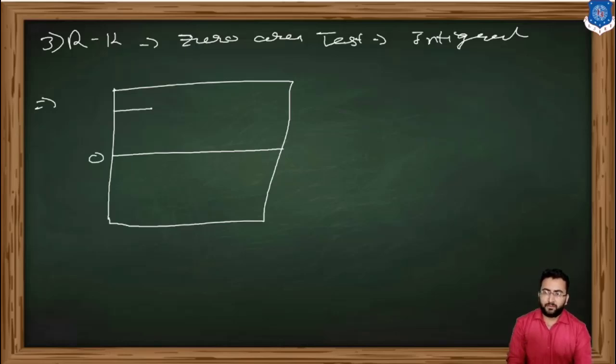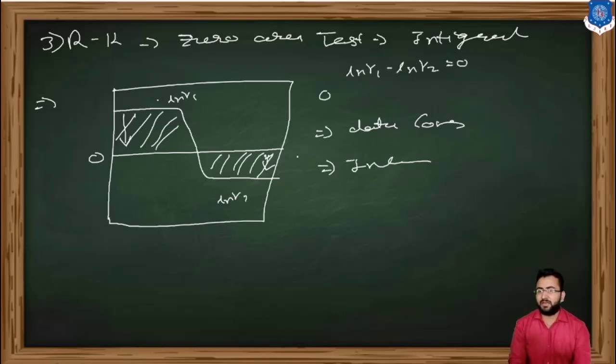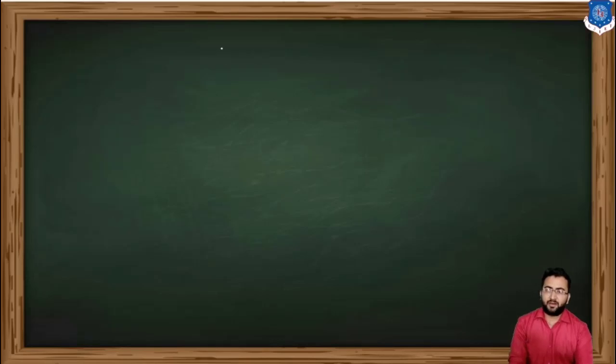Now suppose we get values of ln gamma 1 and ln gamma 2 like this, and let's suppose this is the same size as here. If we get the same area covered by the ln gamma 1 curve and the same area covered by the ln gamma 2 curve, then we can say the data is consistent, otherwise the data is inconsistent. So if the total area covered by both compounds is 0, that is, the integral of ln gamma 1 minus ln gamma 2 is equal to 0, then our data is consistent, otherwise the data is inconsistent. So this is how we can use the zero area test method to find whether data is consistent or not.